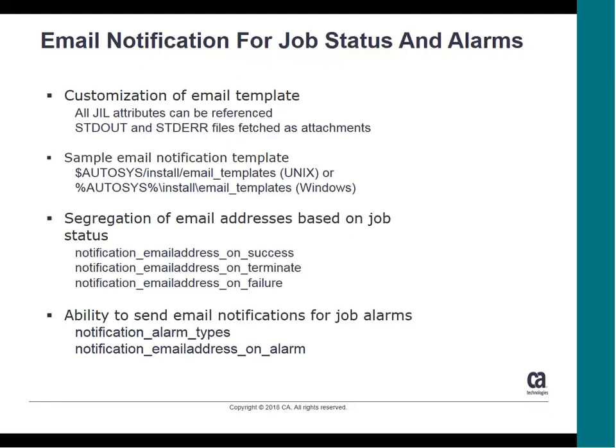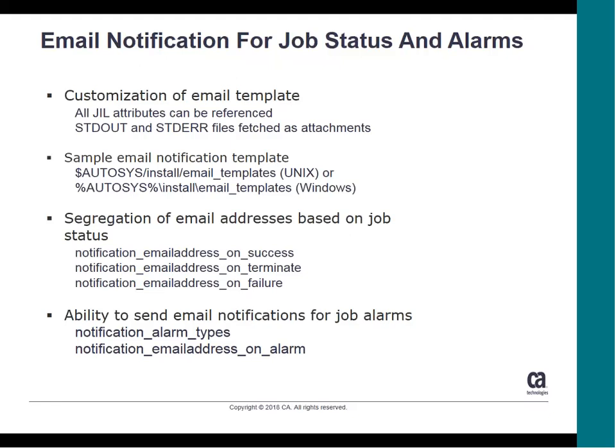This attribute accepts multiple email addresses in the same format as the notification email address used to take. Notification email address can still be used in combination with these attributes. However, it implies that it is a common email address list, and whatever address has been specified there will be sent irrespective of the status of the job.